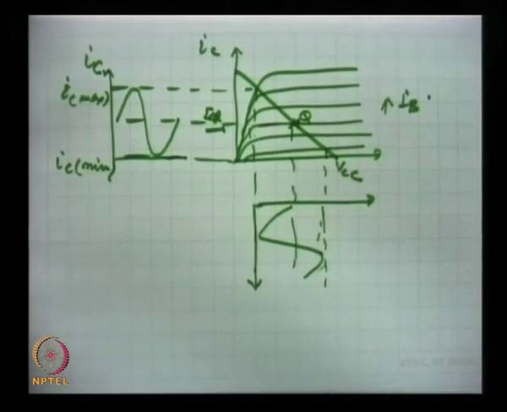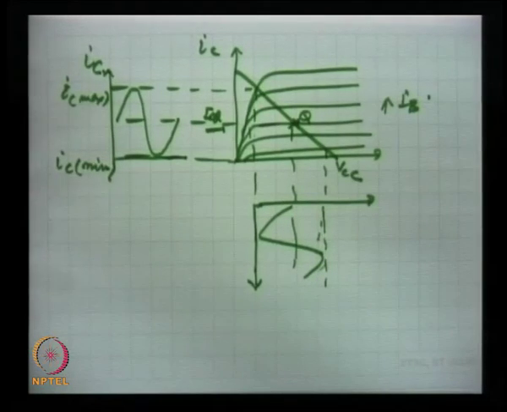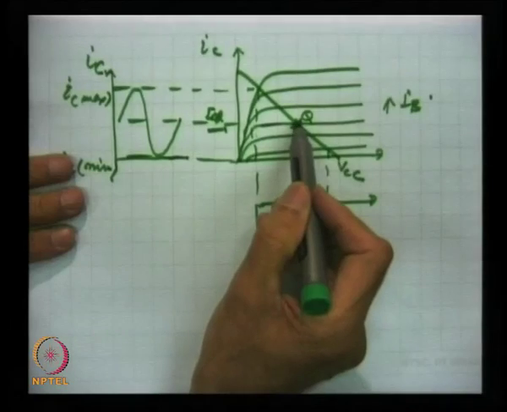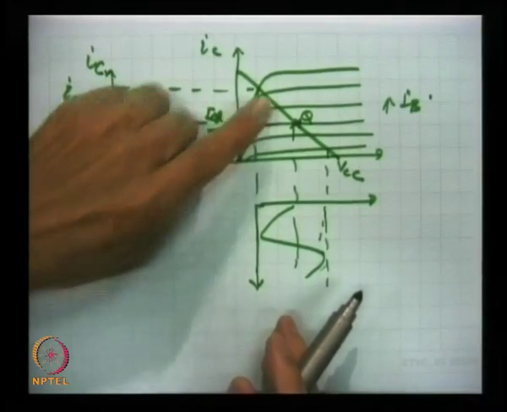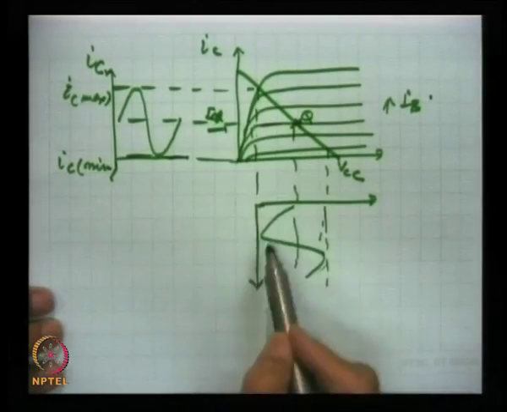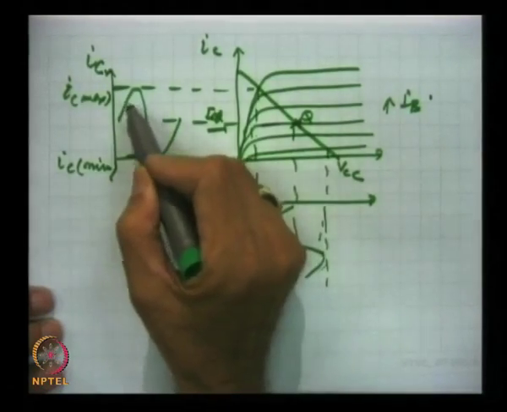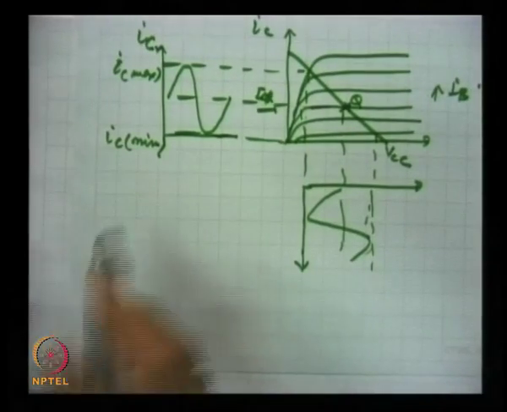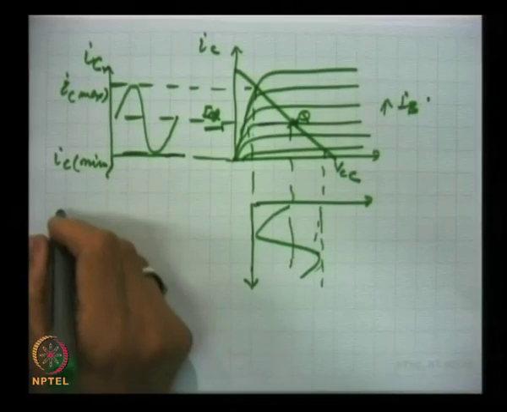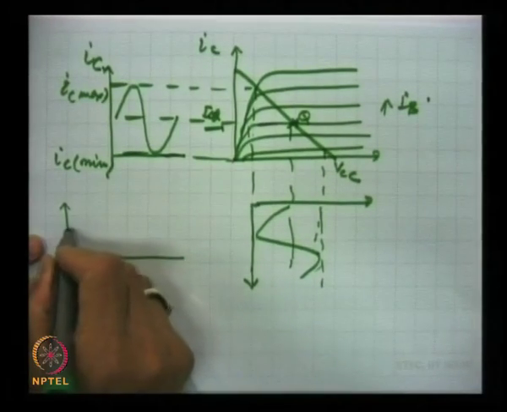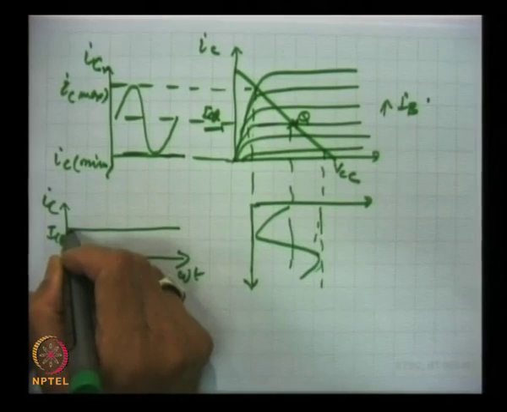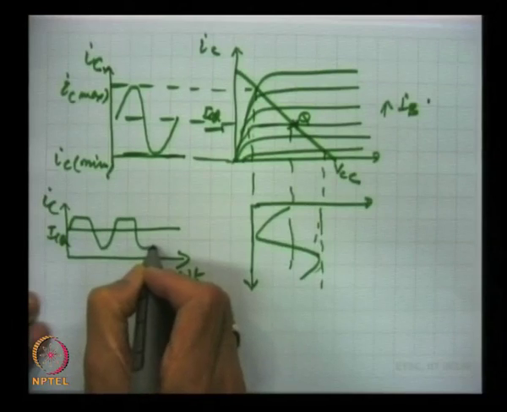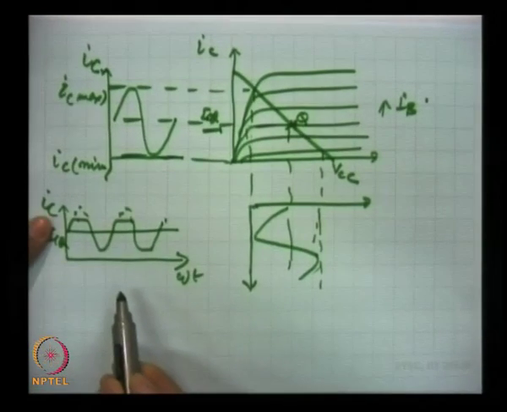Now, I made it clear that to take the maximum advantage of undistorted output, the operating point has to be chosen at the center. If it is towards the saturation point, then part of this voltage will result in distortion, and that distortion will be like this. This is AC, this is omega t, this is IC, and this is ICQ. Then distortion will occur like this. This portion is absent in the output, and this is distortion.